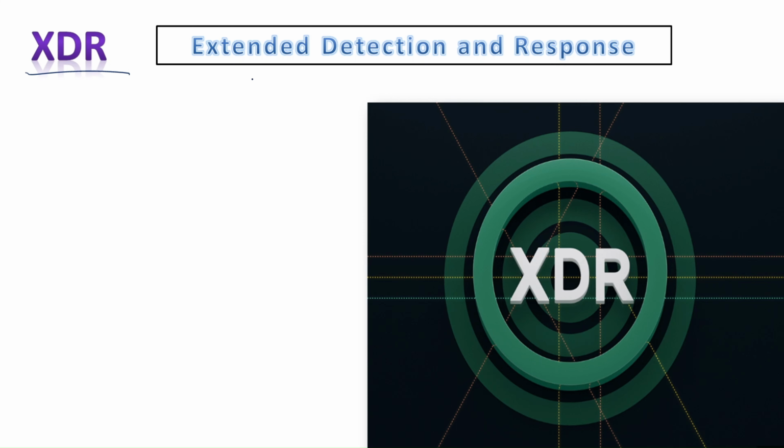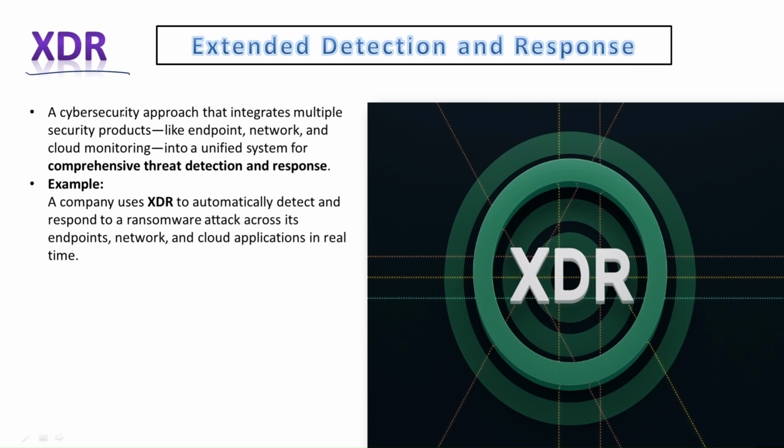XDR is extended detection and response. So it is a cybersecurity approach that integrates multiple security products like endpoint, network, and cloud monitoring into a unified system for comprehensive threat detection and response. Example, a company uses XDR to automatically detect and respond to a ransomware attack across its endpoints, network, and cloud applications in real time.